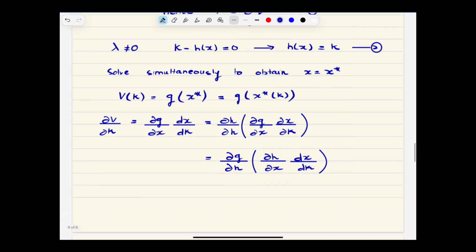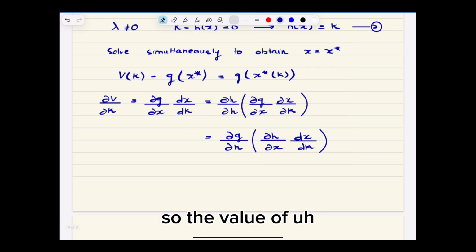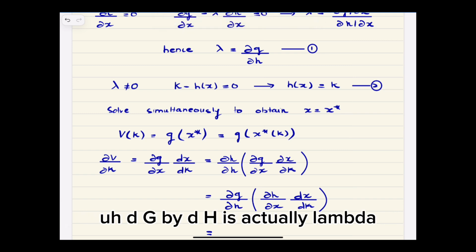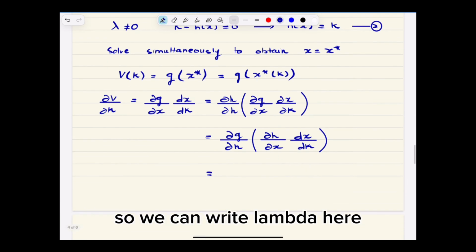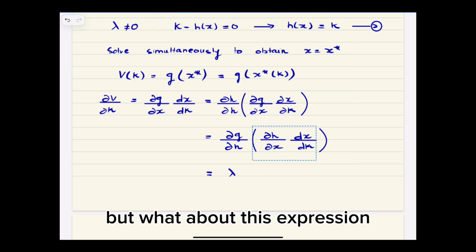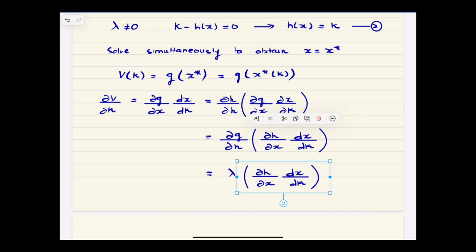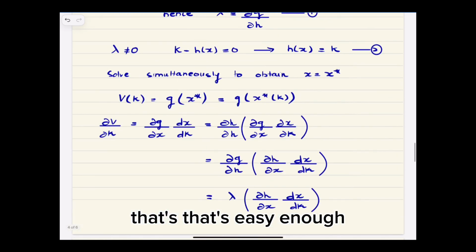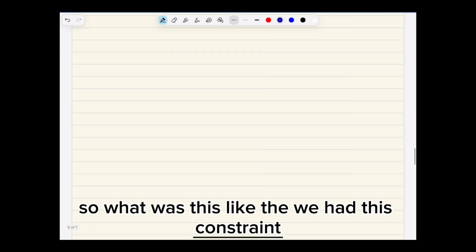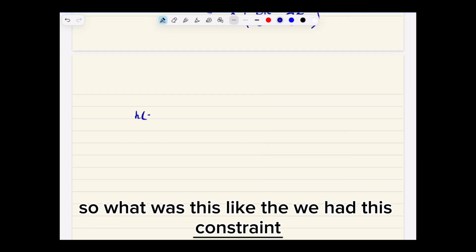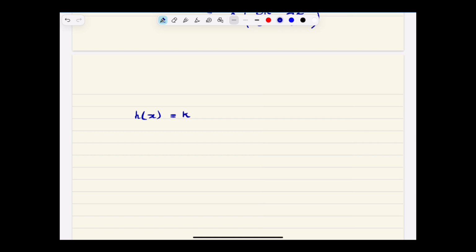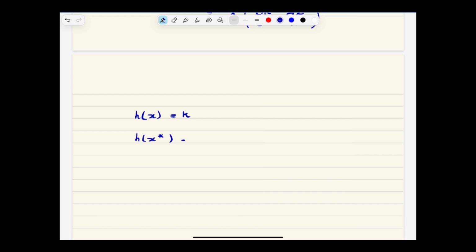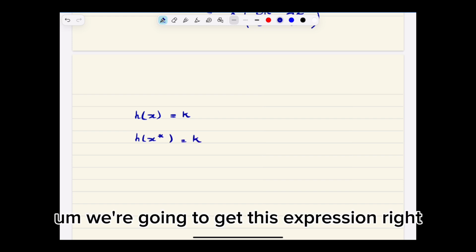We've just found out that the value of dg by dh is actually lambda, so we can write lambda here. But what about this expression? We need to figure out what it means. That's easy enough. We had this constraint, and once we put the optimal value inside, we're going to get this expression.